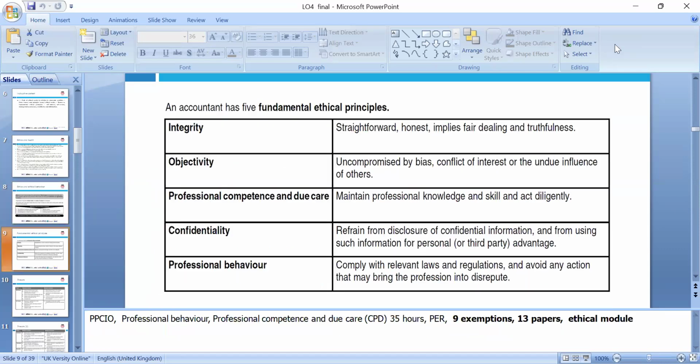So please, these are the 5 professional codes of ethics. Integrity: be straightforward, honest, fair in dealing, and trustworthy. Objectivity: be uncompromised, without bias, conflict of interest, or undue influence. Professional competence: maintain professional knowledge and skills, and act diligently. Confidentiality: refrain from disclosing confidential information or using it for personal or third party advantage. Professional behavior: comply with relevant rules and regulations, and avoid any action that brings the profession into disrepute. We need to follow these.